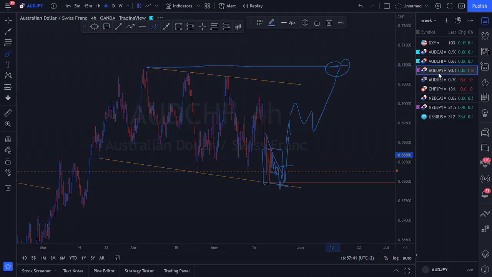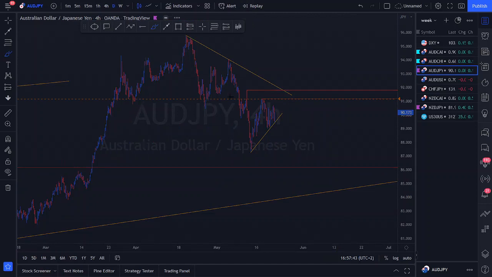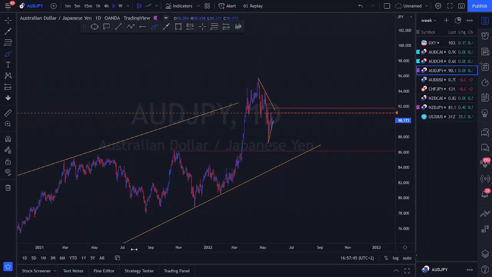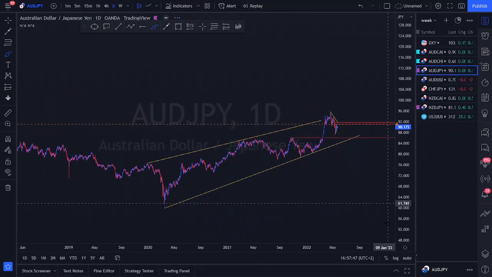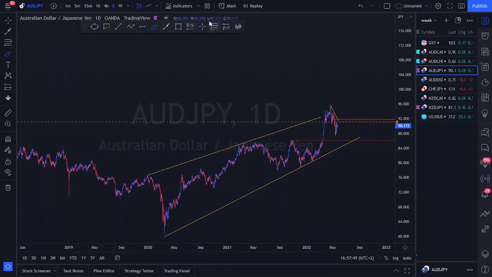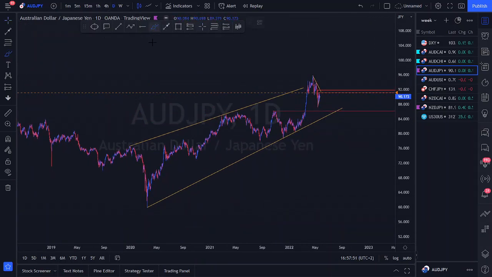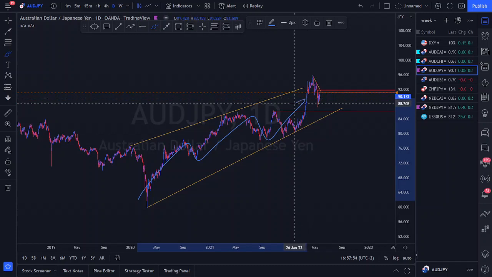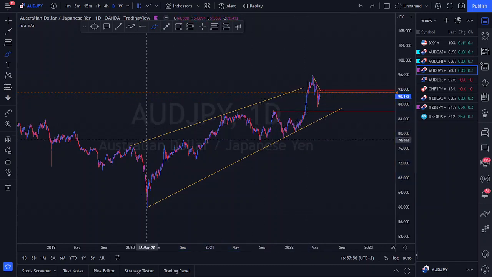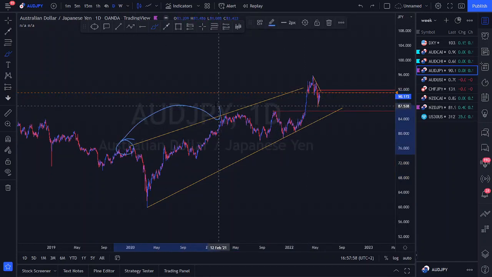Let's go on to our next pair, and that is AJ. So AJ, what we're going to do is we're going to start off on a daily, just observe a little bit about what's going on here from a higher time frame. Now basically here on a higher time frame AJ, what we can see is that we do have this overall ascending structure over here, nice and bullish ascending structure. We've got our first touch, we've got our second touch. We can see price action was at our third touch.